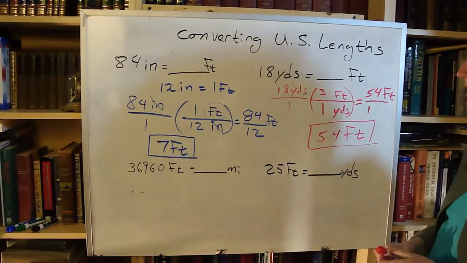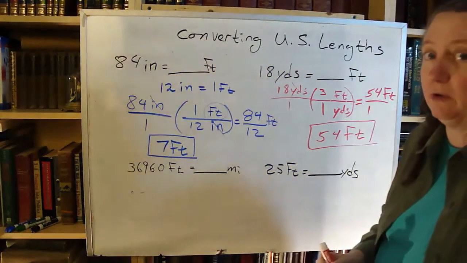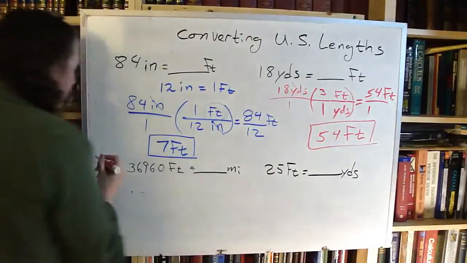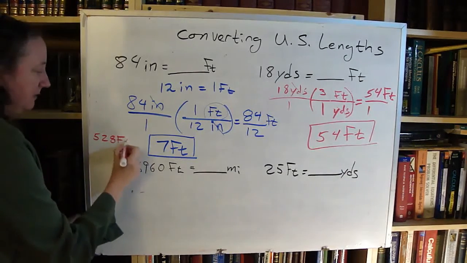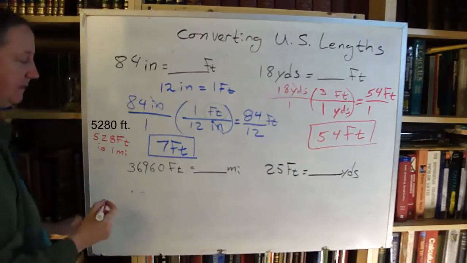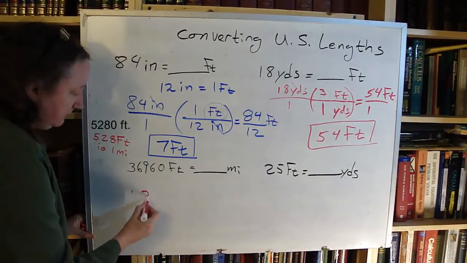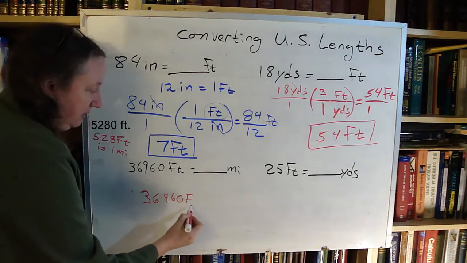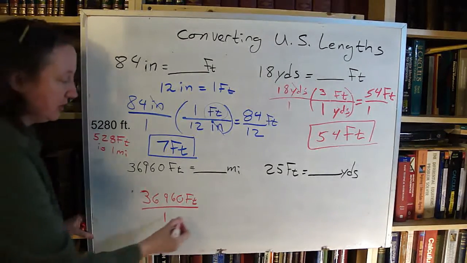Next problem. Feet to miles. This is something that most of you will have to look up, even if you were born and raised here in the U.S. 5280 feet is 1 mile. So I'm going to start out by making my fraction. 36960 feet on the top. Put it over 1 so I have a fraction.